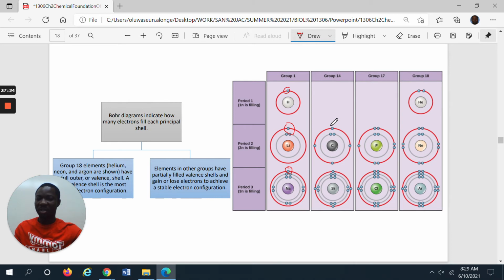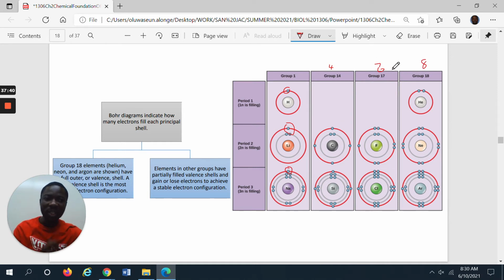This is group 4 now. It's going to have 4 outside. Now this is group 4, which is the same thing as 14, right? It's going to have 4 outside. Group 17, which is 7, is going to have 7 outside. 8 is going to have 8 outside.